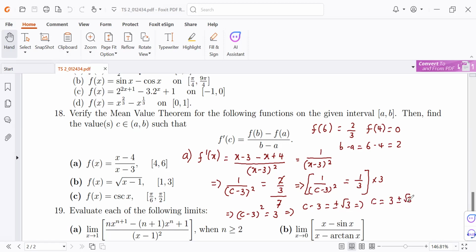Now we check. The interval is 4 to 6. So if you subtract, 3 minus root 3 will be less than 4. So the only c that qualifies is 3 plus root 3. This is the one that falls in the interval that is needed. So we throw away the other one because it does not qualify.